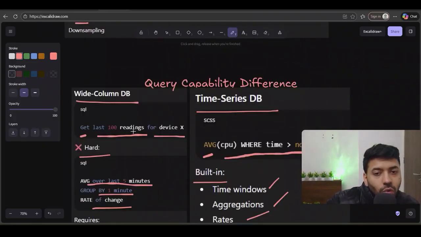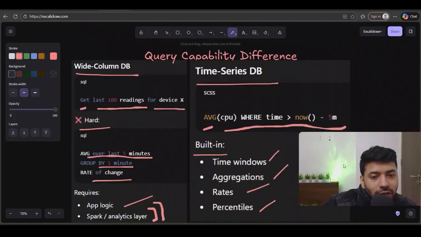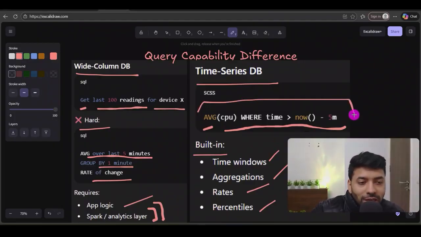And next we saw the query capabilities difference, right? So if you have to make queries like this, it's quite easier when we talk about a time series database, whereas when we talk about a wide column database, you have to use another layer like Spark or any other analytics layer to help with these queries, because it would require aggregations and all those supports which are already built in a time series database.